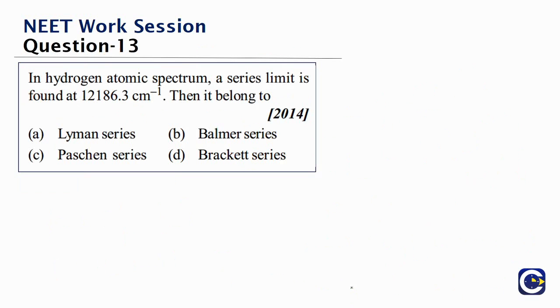Next, we have another question based on the spectral studies. This is a question that has come in the previous year again. In hydrogen atomic spectrum, series limit is found at 12,186.3 centimeter inverse. So what is the series limit? Basically, series limit here is given in terms of the wave number or 1 by lambda.